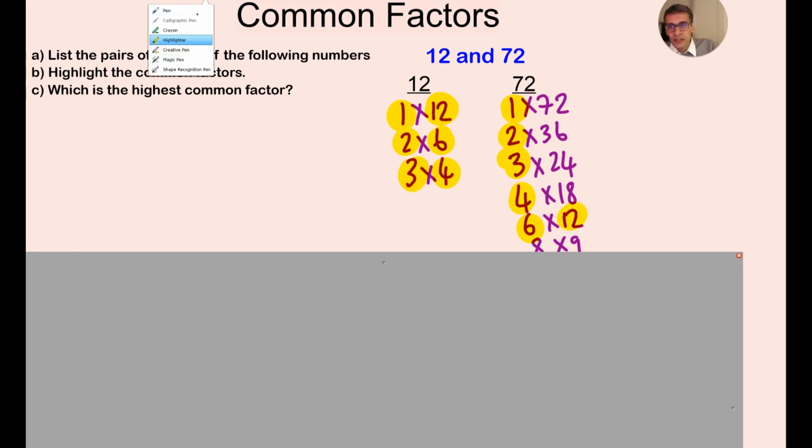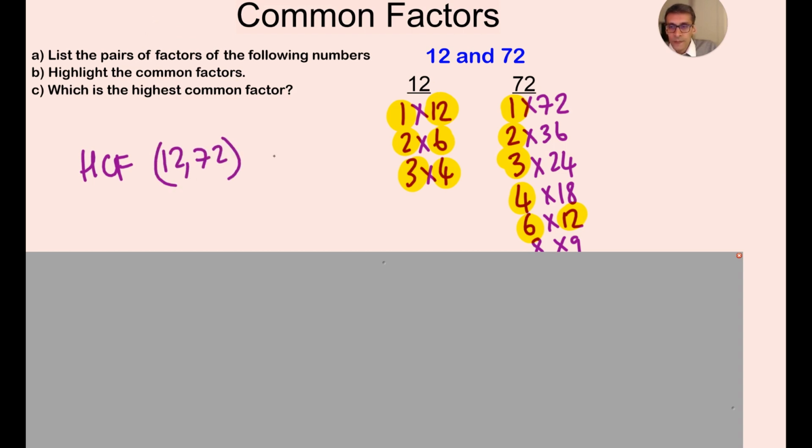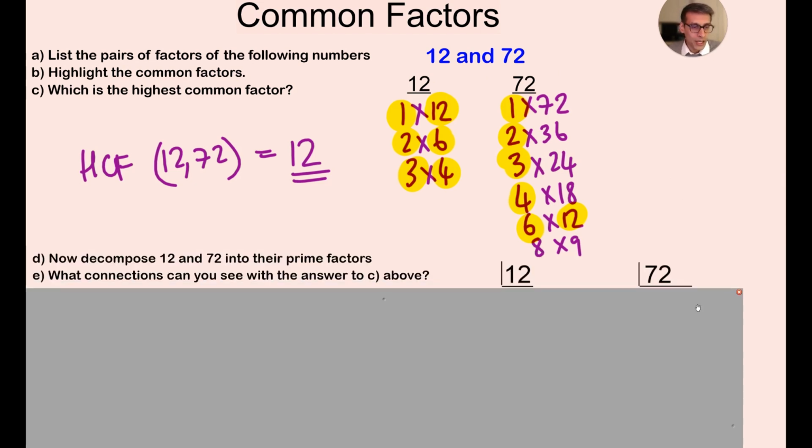So the highest common factor of 12 and 72 is equal to 12. Now you can see this gets a bit long, especially when you have bigger numbers, and you might miss out factors, so we need a more methodical way of doing this. So we're going to look at that method now.